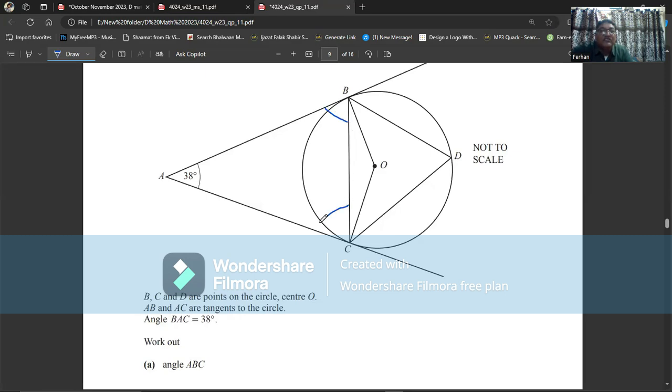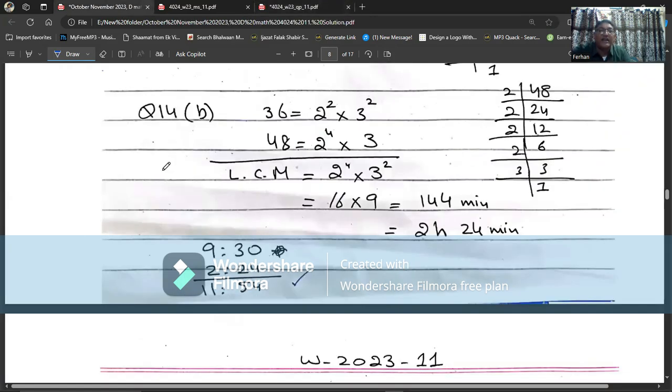You remember these two tangents coming out from the same external point. So these two tangents will be of equal length. This is the property of circles. So this triangle ABC will be an isosceles triangle. So this angle will be alpha. This angle will also be alpha. So alpha plus 38 will be equal to 180.